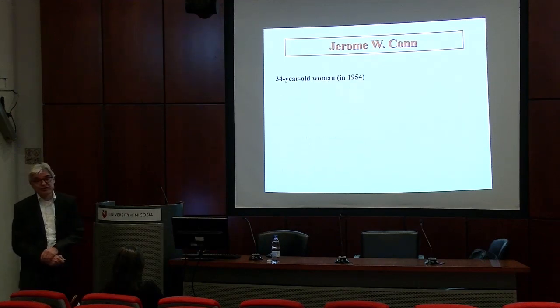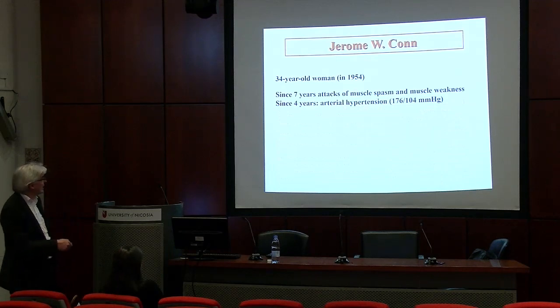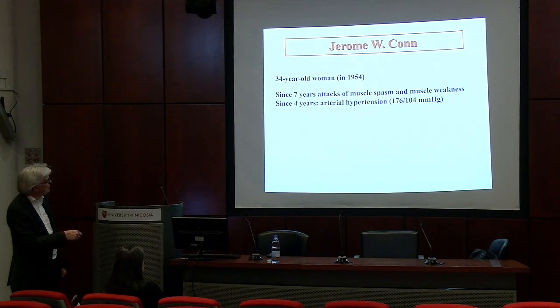It was about a 34-year-old lady, and this lady had a lot of problems. Already since 7 years, she had muscle problems. So attacks of muscle spasm and muscle weakness. And since 4 years, it was known that she had arterial hypertension with a systolic blood pressure of 176 millimeters of mercury and a diastolic blood pressure of 104.